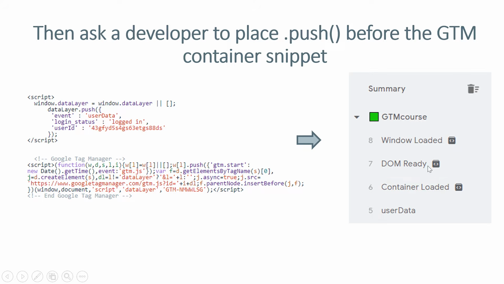So for example, if you want to send page views, but you also want to send user ID with that page view, this is the way that you should take. Your developer should push this information first and then activate Google Tag Manager on a page.